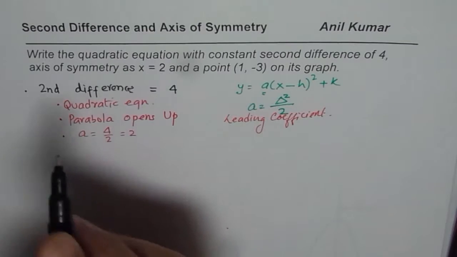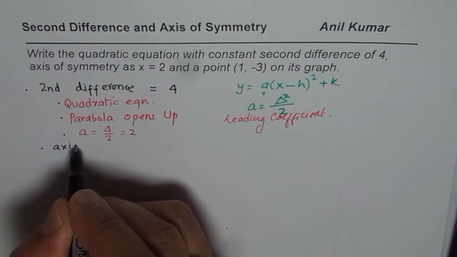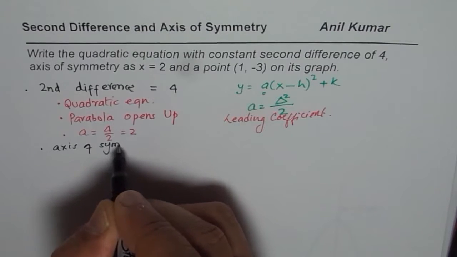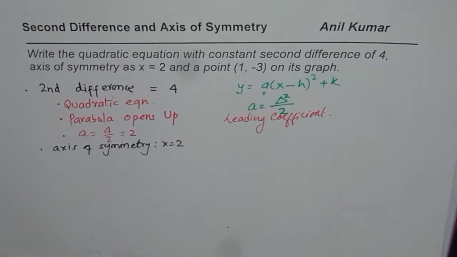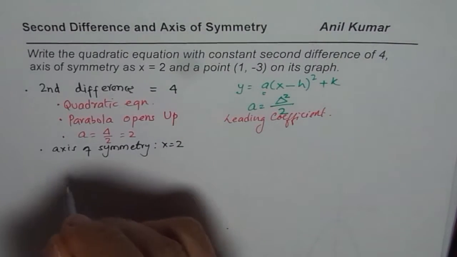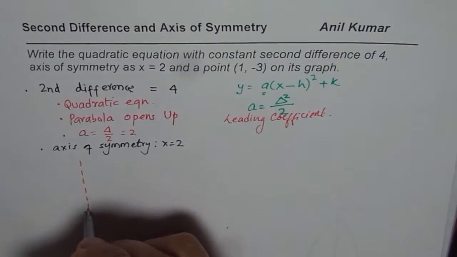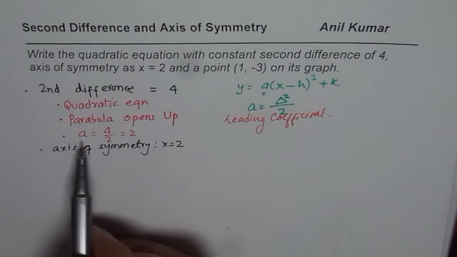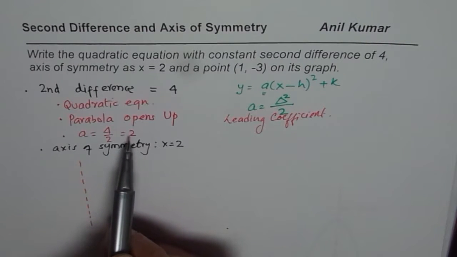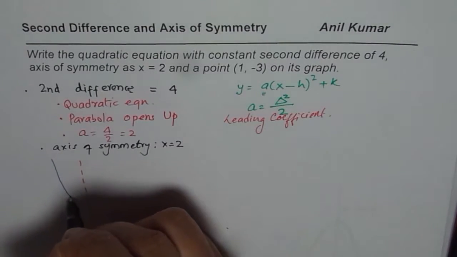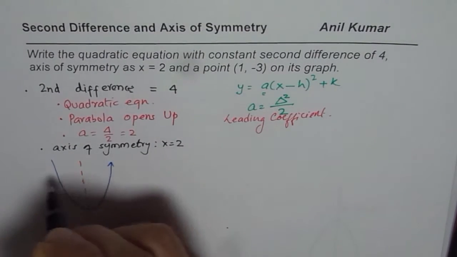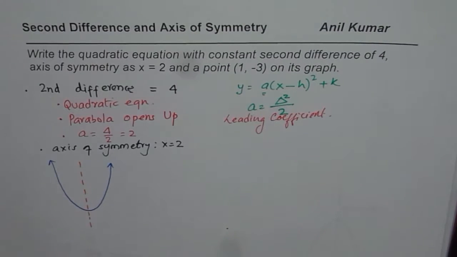Okay. Let's move forward and understand other things. Axis of symmetry is 2. So we are given axis of symmetry is x equals 2, right? Let me sketch one so that we really get a good hang of what we're talking about. So let us say this is the axis of symmetry. And now we know the leading coefficient is positive. That means the parabola is going to open upwards. So we can make a parabola which opens upwards, let's say like this.